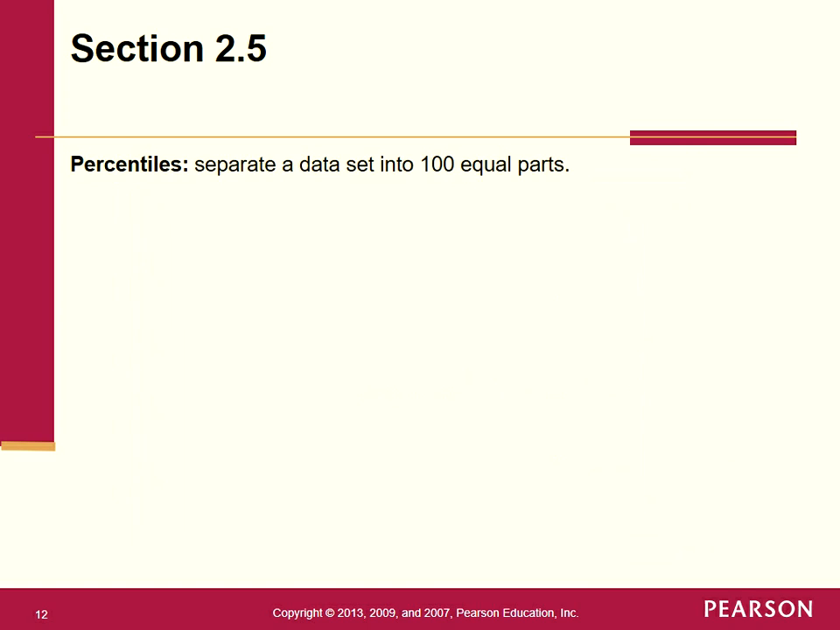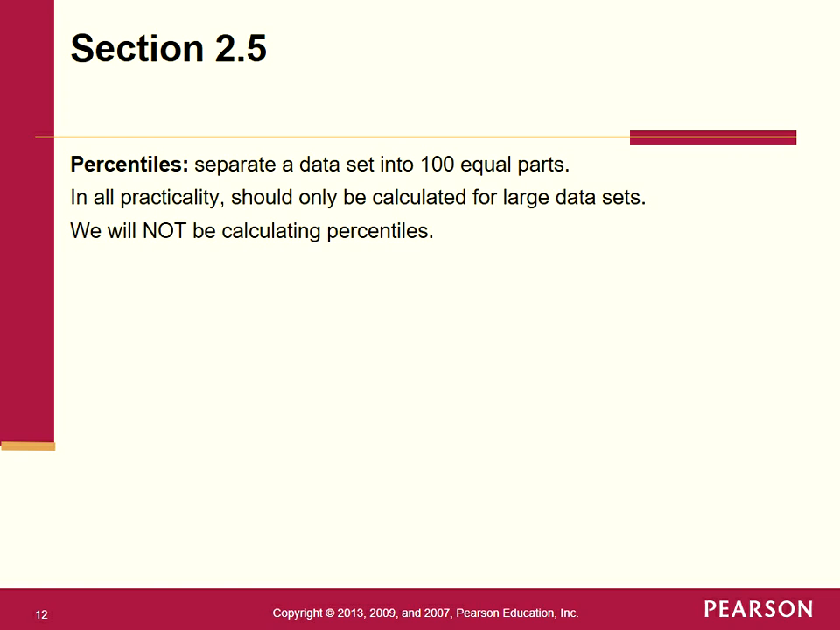Since we talked about quartiles, the authors decide, hey, let's talk about percentiles now. So percentiles separate a data set into 100 equal parts. Now, in all practicality, this should only be calculated for very large data sets. So you should have hundreds or thousands or even tens of thousands, maybe even millions or even billions of observations before you decide to calculate percentiles. It really should only be meant for large data sets. We will not be calculating percentiles. It's not worth it. Just allow the computer to do that if you need this.